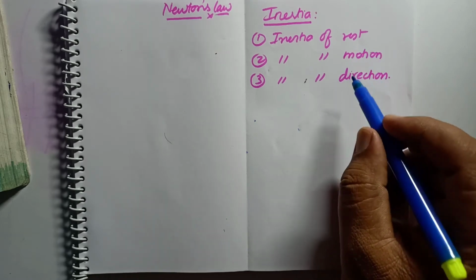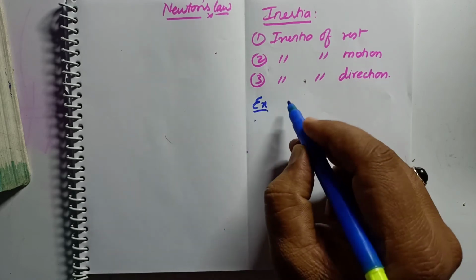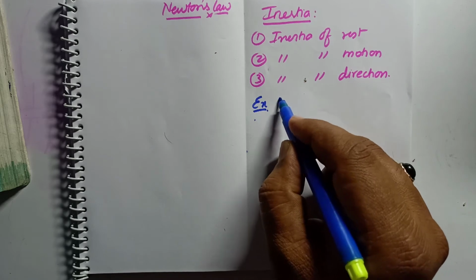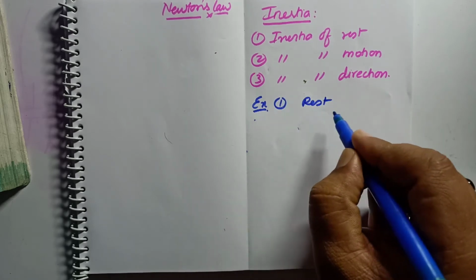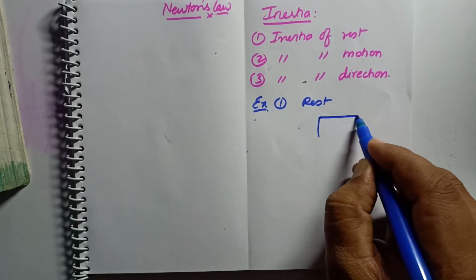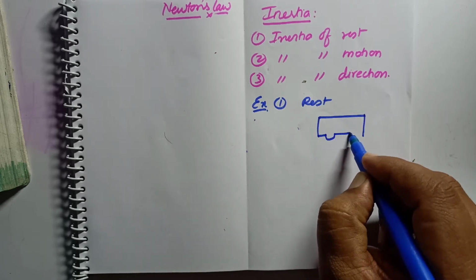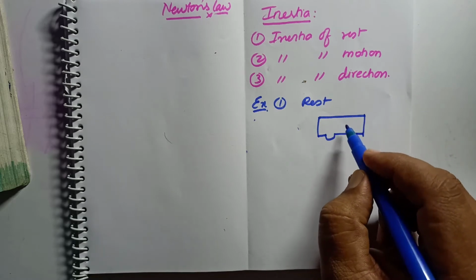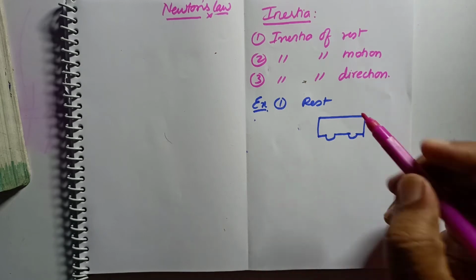So how can we explain all these things? I will explain all of them by a single example, the example of a bus. The first one we shall discuss is inertia of rest. I have taken one bus. This bus is trying to move. Bus has started now. The passengers are at rest inside the bus.